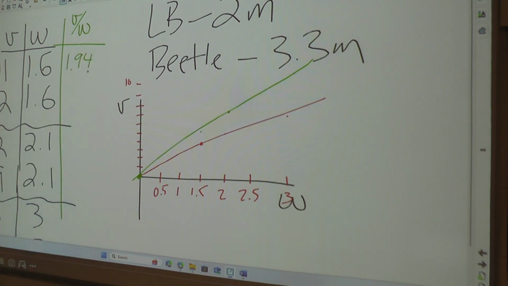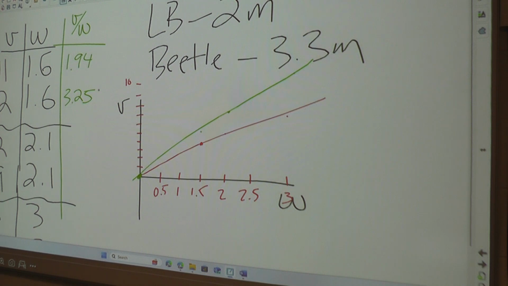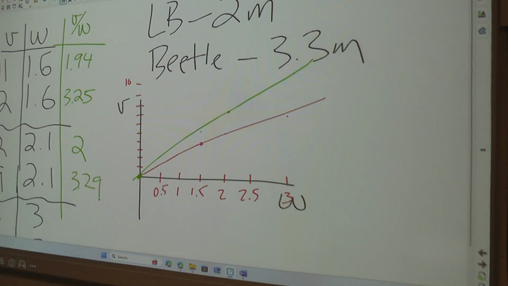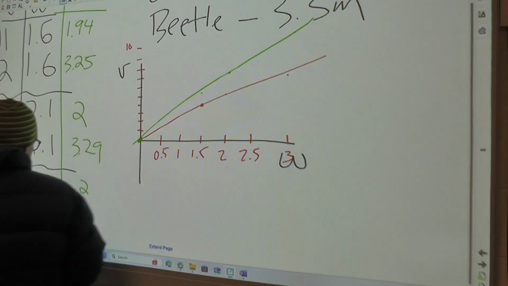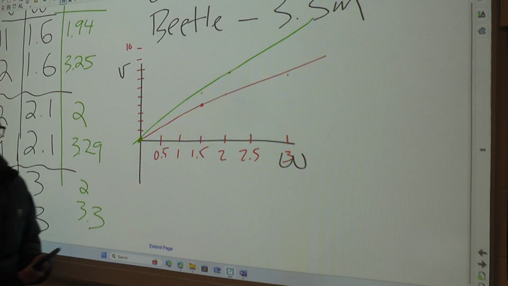5.2 divided by 1.6 is about 3.25. 4.2 divided by 2.1, I can do that in my head, it's 2. 6.9 divided by 2.1 is about 3.29, and 6 divided by 3, I can do that in my head, and this was 10 and 3, you can see that here, so 10 divided by 3 is 3.3. You see a pattern here?